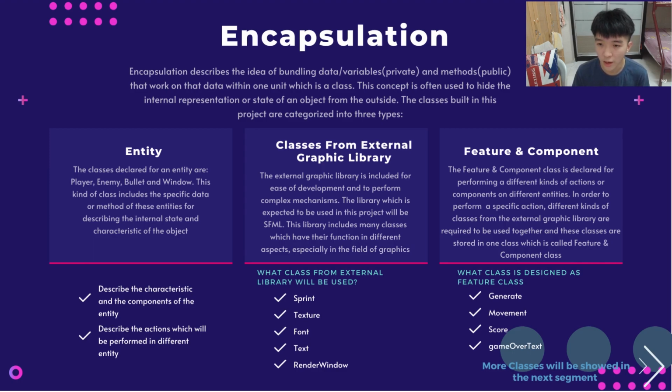Third, feature and component classes are declared for performing different kinds of actions or components on different entities. In order to perform a specific action, different kinds of classes from the external graphic library are required to be used together, and these classes are stored in one class which is called a feature and component class. What classes are designed as feature classes? For example, generate, movement, score, and game over text.